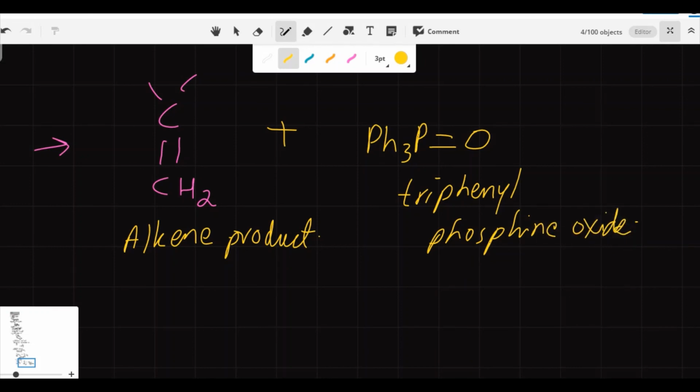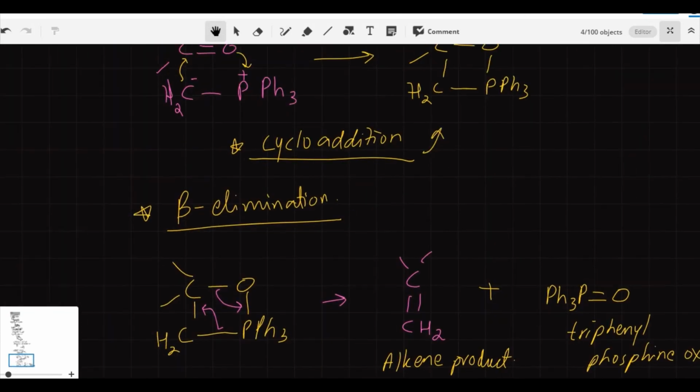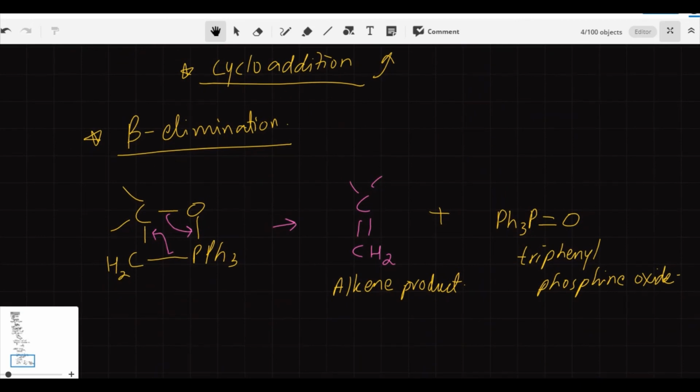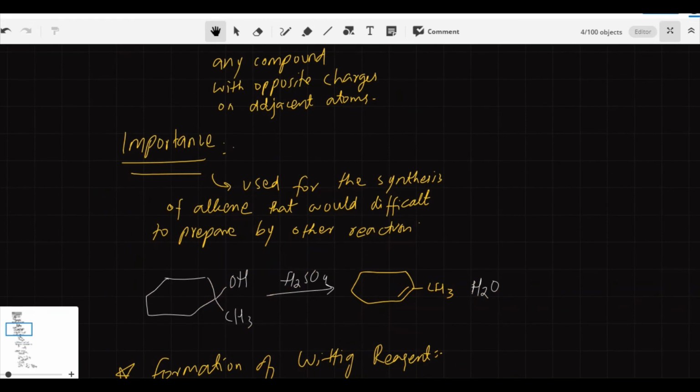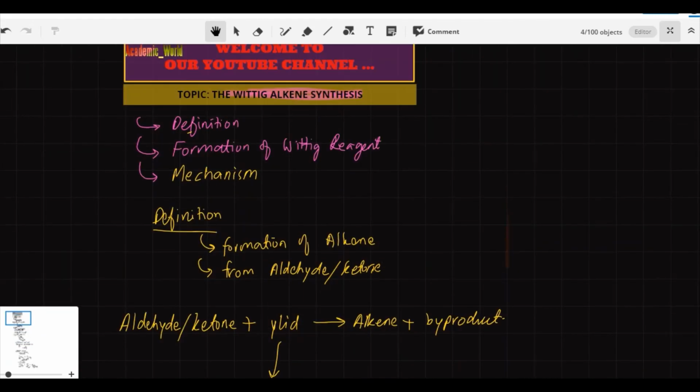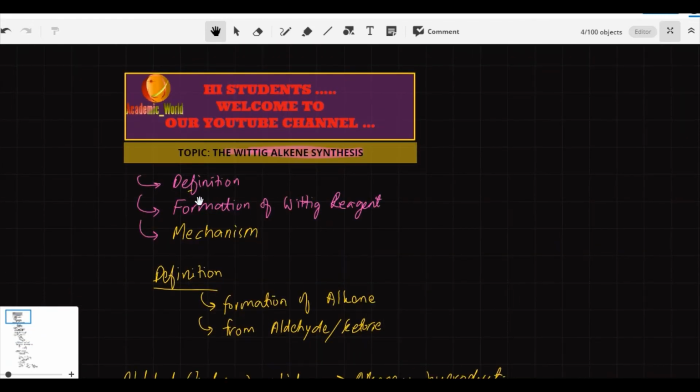So that is the general mechanism for the formation of an alkene by using the Wittig reagent and treating it with an aldehyde or ketone. These are the three main important subtopics in the Wittig alkene synthesis: first the definition, then the formation of the Wittig reagent, and then the mechanism.